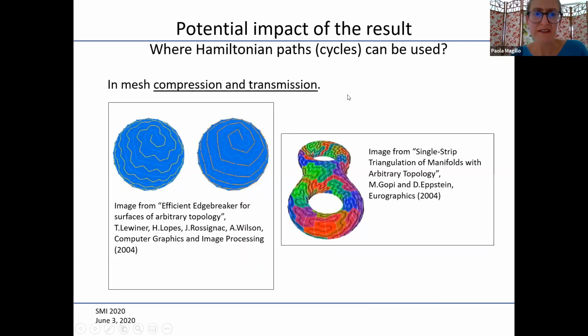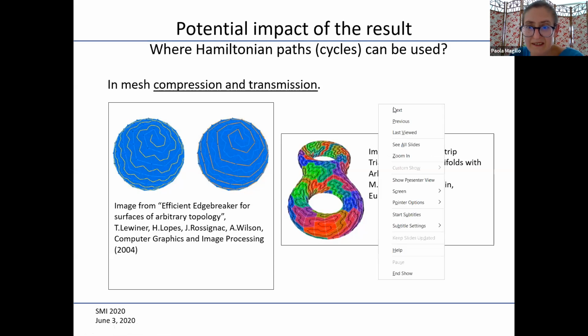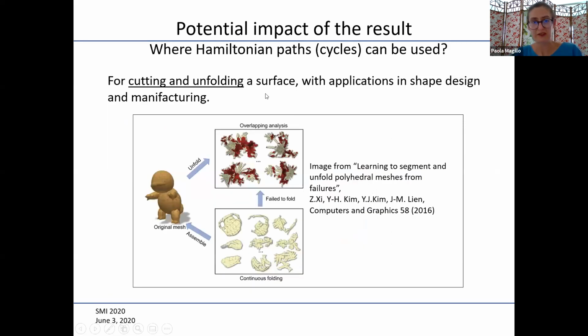Okay, for mesh compression and transmission, these are two pictures from old works that consider compression based on paths of cycles of faces, and one may consider Hamiltonian cycles. Can they be convenient in these situations? Maybe. And another possibility is quite curious. There are some works that are about cutting a surface and unfolding it on a plane.